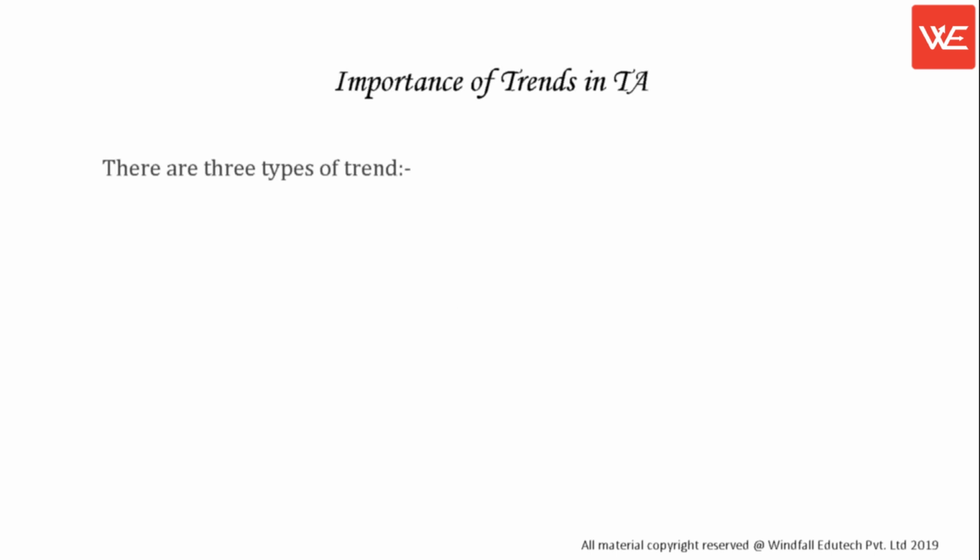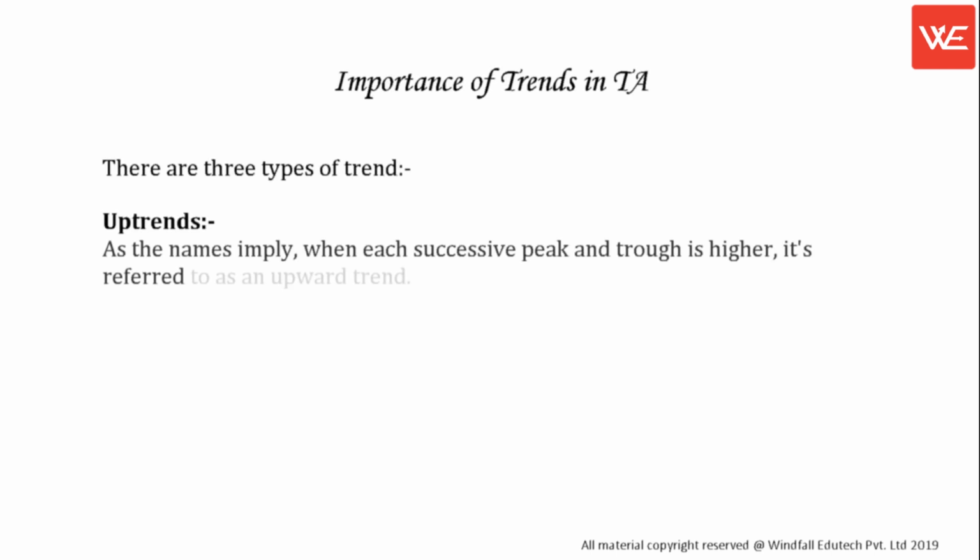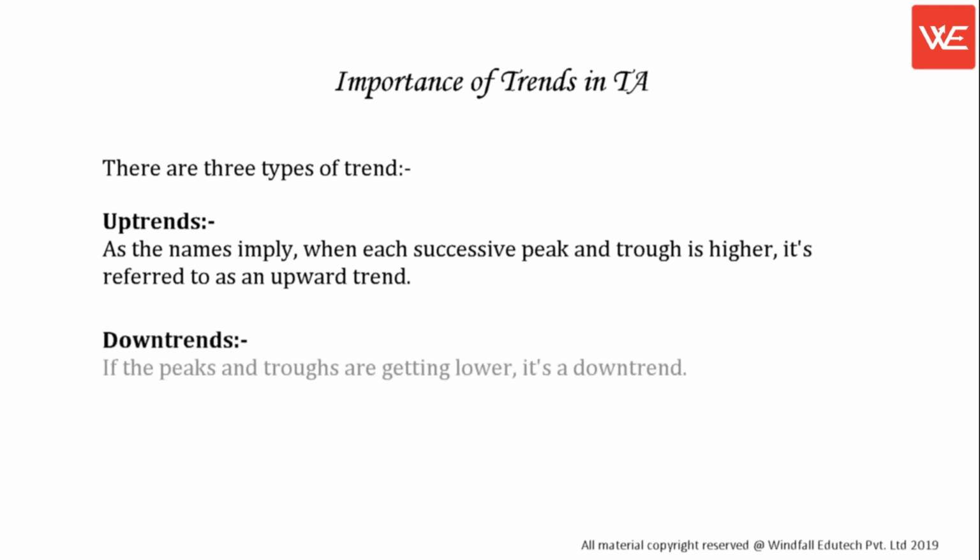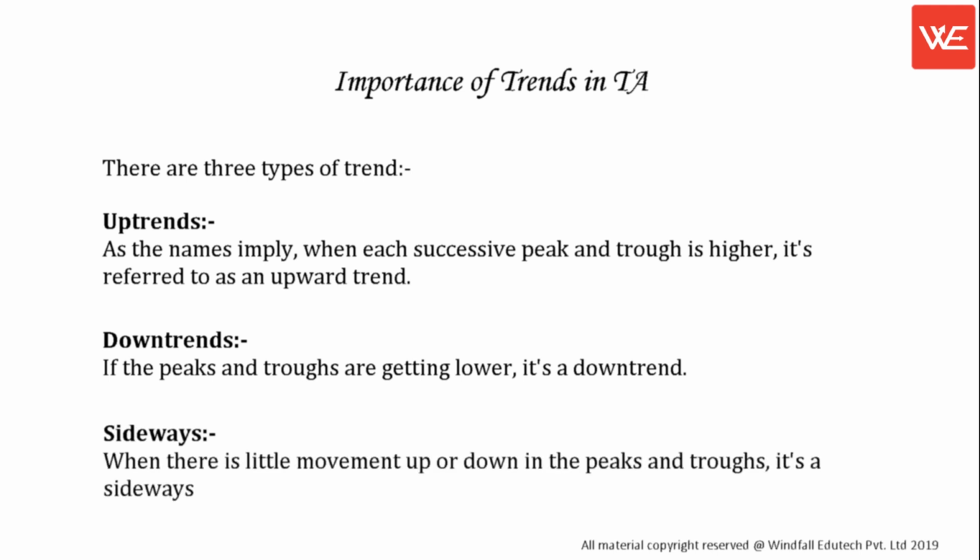There are three types of trend. Uptrends: as the names imply, when each successive peak and trough is higher, it's referred to as an upward trend. Downtrends: if the peaks and troughs are getting lower, it's a downtrend. Sideways: when there is little movement up or down in the peaks and troughs, it's a sideways or horizontal trend.